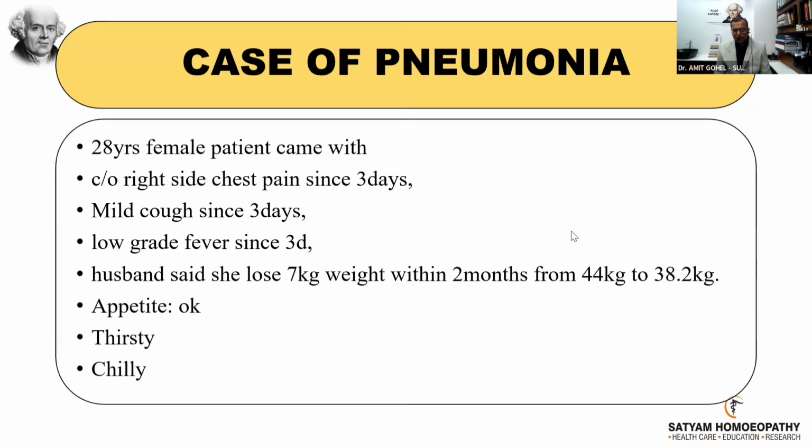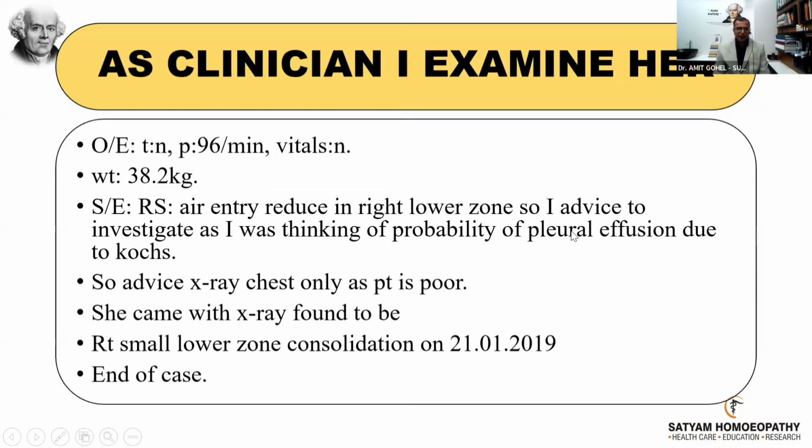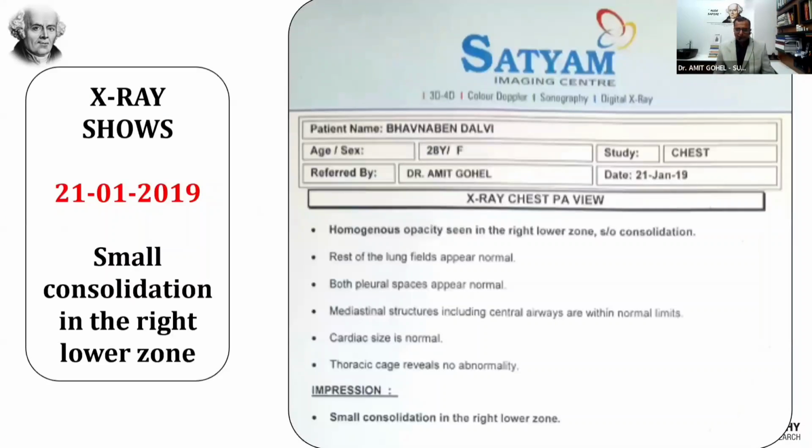So, on the basis of the clinical investigations, I advised the patient to go for an X-ray, as the patient was very poor. So she came with the X-ray report, and this X-ray report shows this. This is the report from 21st of Jan 2019. Okay. So it shows homogeneous opacity seen in the right lower zone. No CBC, no ESR was done because the patient is very poor.